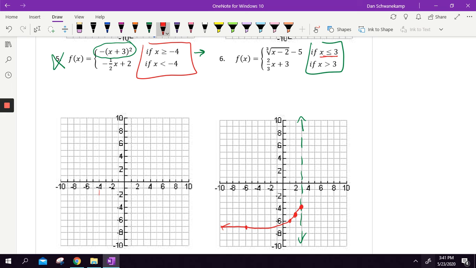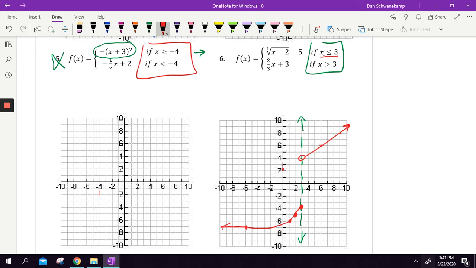2/3 x plus 3, so the plus 3 is going to take me up 2. The slope is 2/3, so I'm going up 2 over 3, up 2 over 3, up 2 over 3. Open circle here like that. That is going to be my graph. Weird, but we could do it.